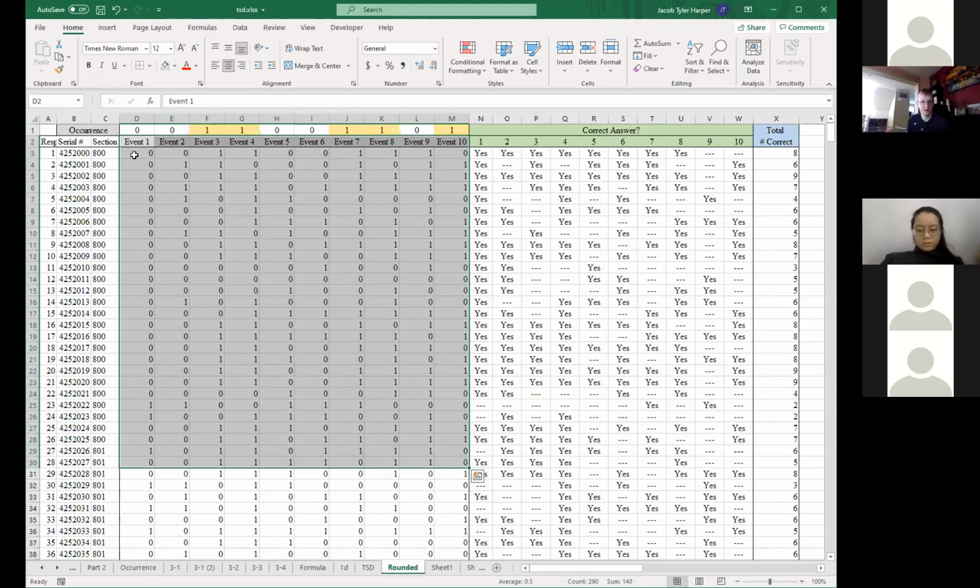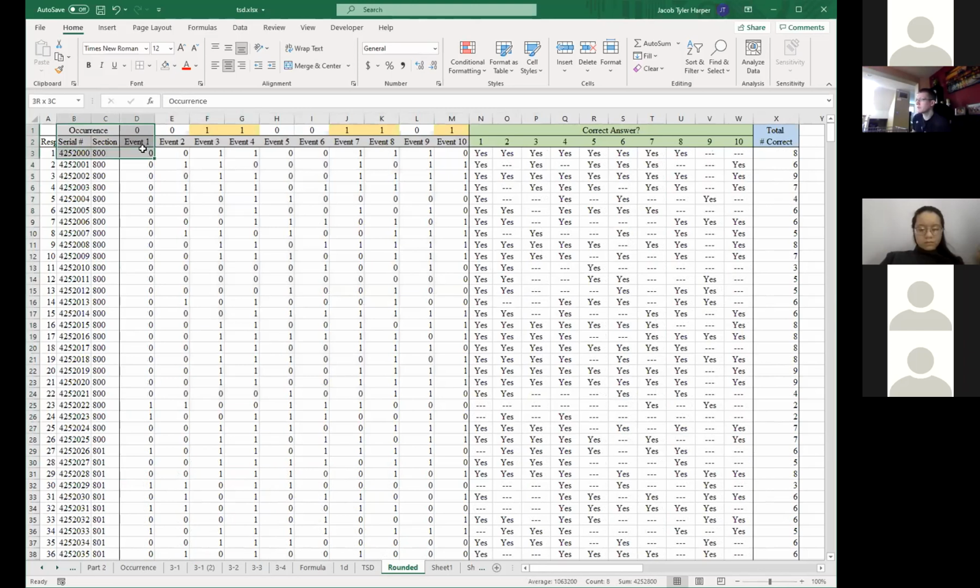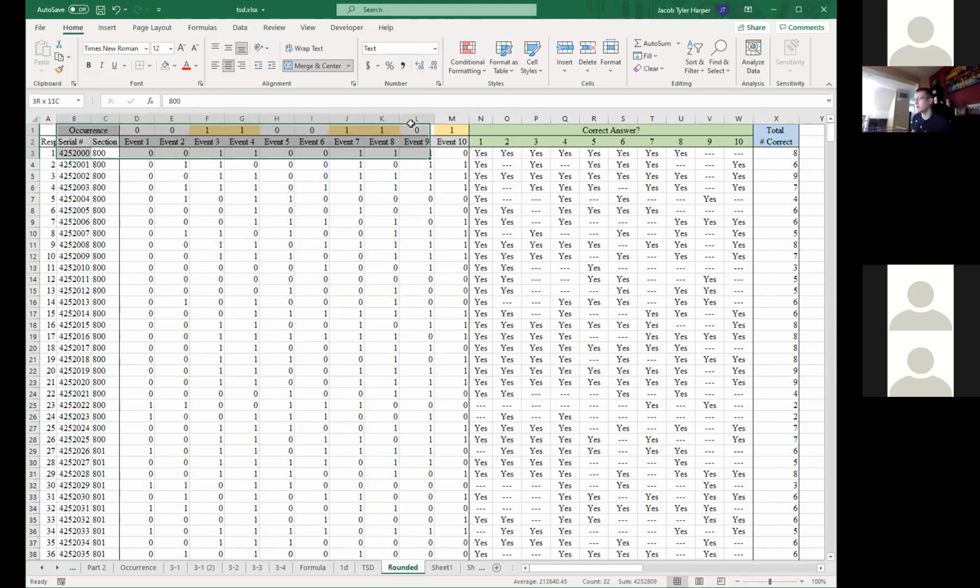We change all these to zeros and ones, and we're essentially trying to figure out, does the first prediction, after it's been rounded, match the first occurrence? It does. That's 1 correct. And then we do it for the second one, the third one, all the way across.